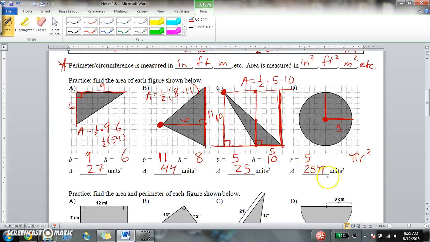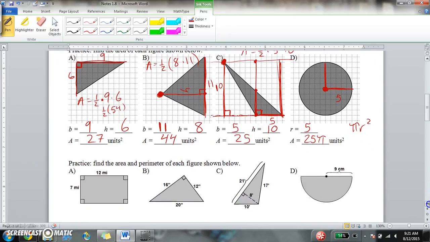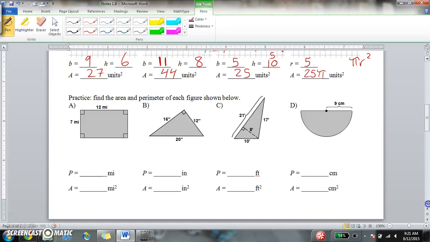You could put that in your calculator, but usually we just leave it as 25 times pi instead of putting it in our calculator and getting a decimal. Alright, find the area and perimeter of each figure shown below.